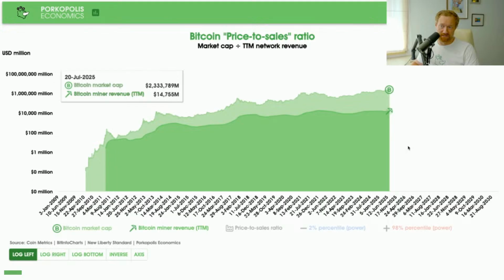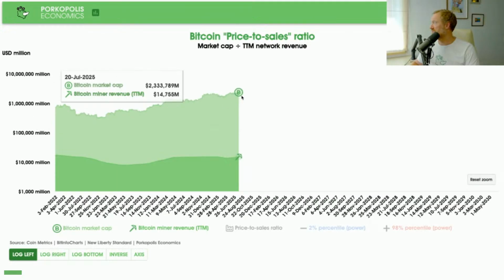Market cap, all right, 2.3 trillion. Actually, this one stopped as of yesterday. 2.3 trillion market cap. The trailing 12-month revenue in miners, if they took their coins, their fees every day over the last 365 days and sold them into dollars, would only amount to less than $15 billion. That's a huge difference. 2.3 trillion on the value of the network versus 14.8 billion on the miner revenue.